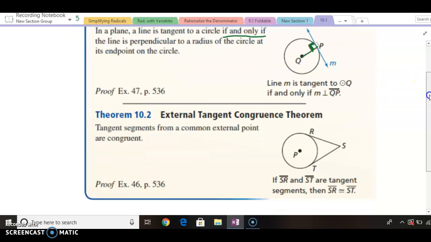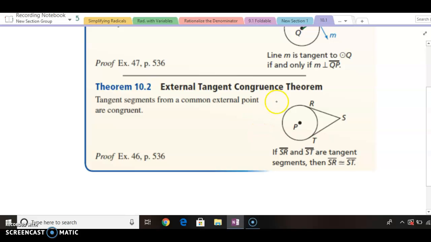Theorem 10.2, the external tangent congruence theorem: if RS and ST are both tangent to the circle, then RS is congruent to ST. That's all this theorem tells us.